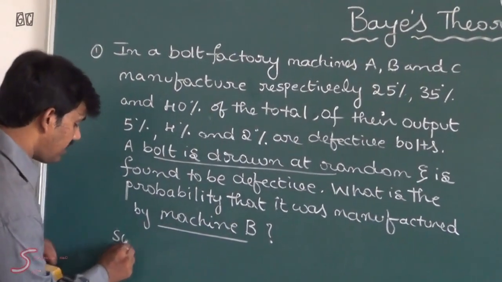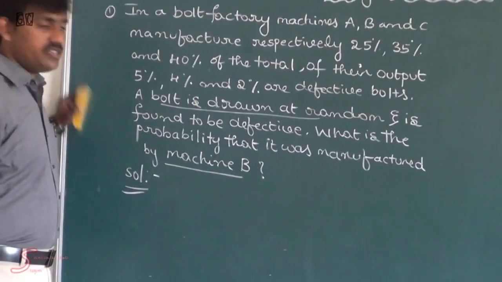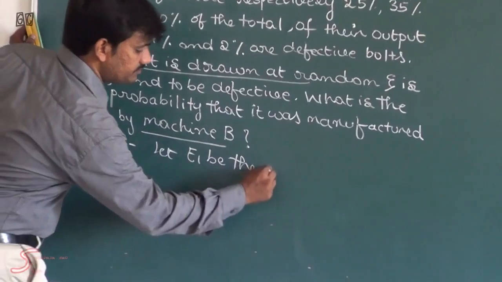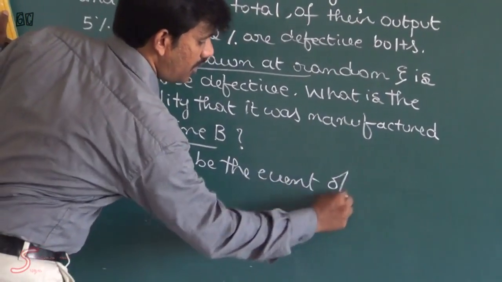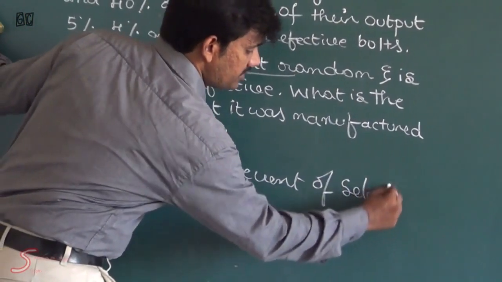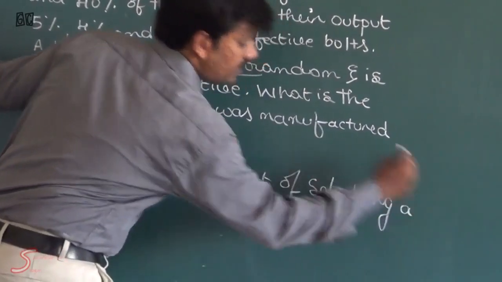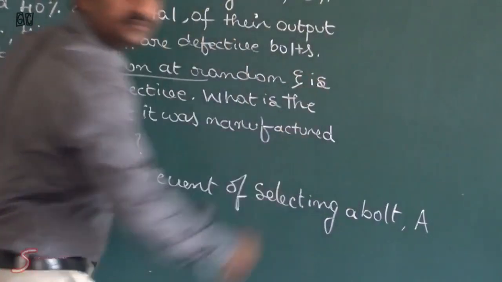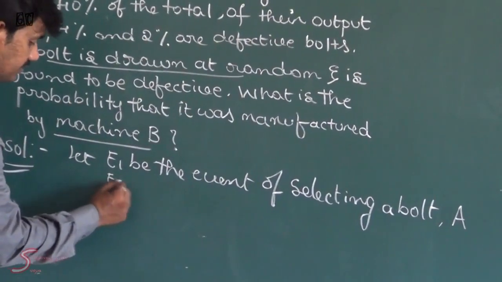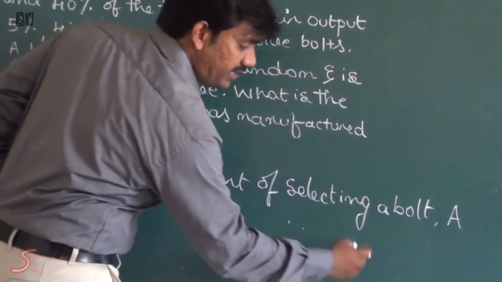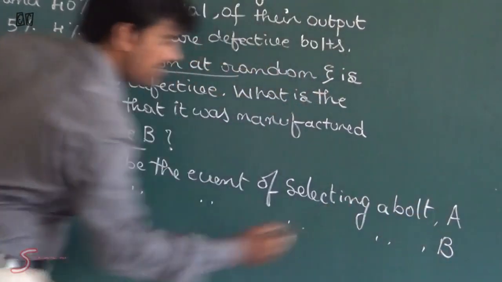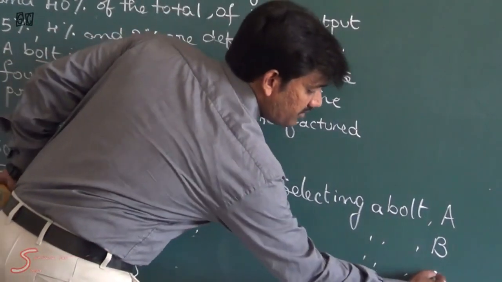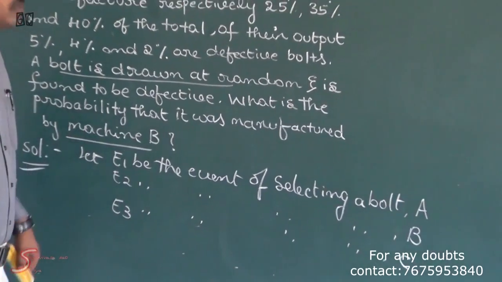So let us start. First of all, we have to define the events. Let E1 be the event of selecting a board which is manufactured by machine A. Clear? And E2 be the event of selecting a board which is manufactured by machine B, and E3 be the event of selecting a board which is manufactured by machine C.